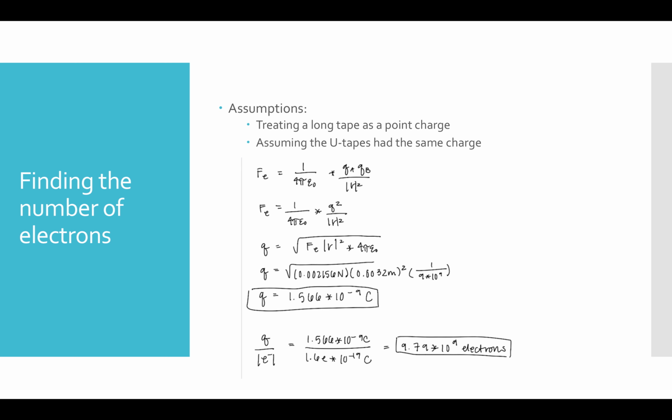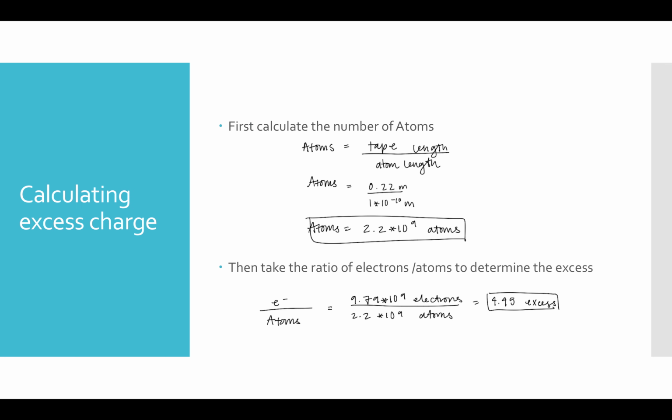Then we're able to find the number of electrons because the overall charge is Q, what we just calculated. If we divide that by the known charge of an electron, we find that there must be at least 9.79 times 10 to the 9th electrons. Then we wanted to find the excess charge. In order to do that, we first had to calculate the number of atoms. We did this by dividing the length of the tape by the known length of an atom. Then we divide the number of electrons that we just calculated by the number of atoms to get a 4.45 excess.